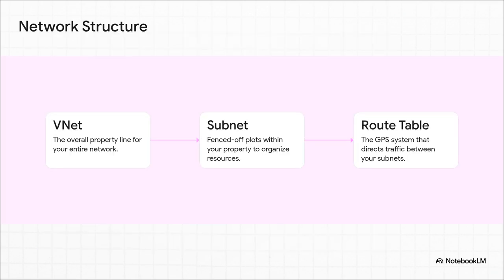The VNet itself, that's like the main property line of your land. Then, inside that property, you can create subnets. Think of these as fenced-off areas to keep things organized. You might put your web servers in one fenced-off plot and your databases in another. And the thing that directs all the traffic between these little plots and out to the wider world, that's the job of the route table. It's basically the GPS for all your network's data.